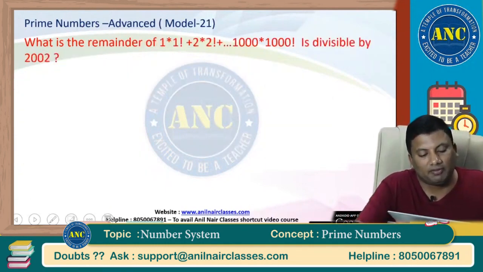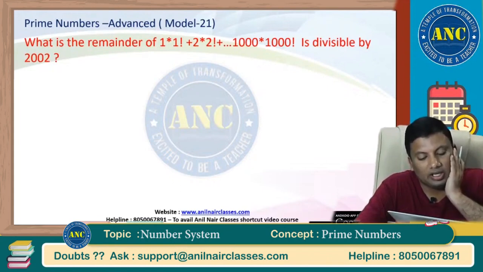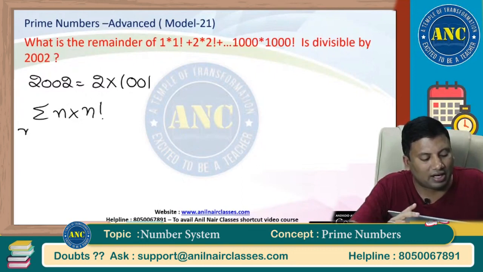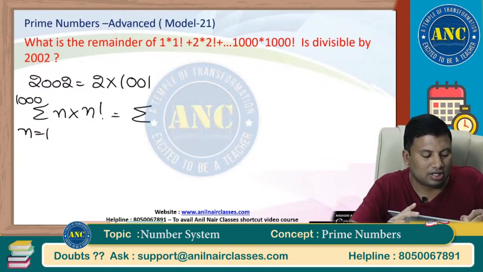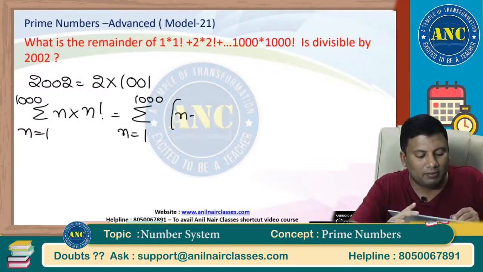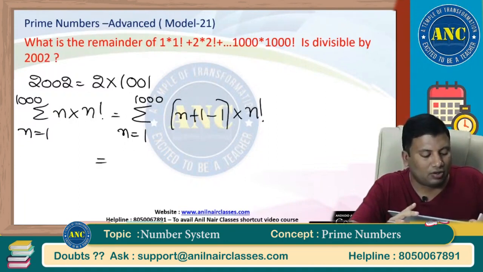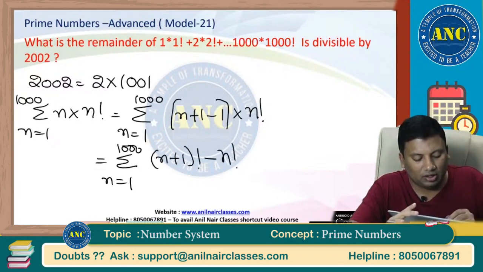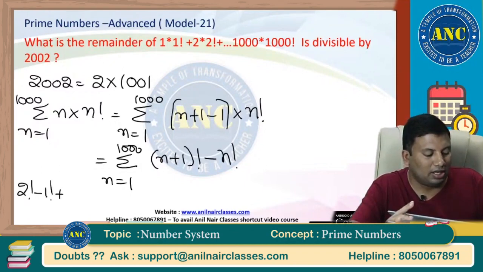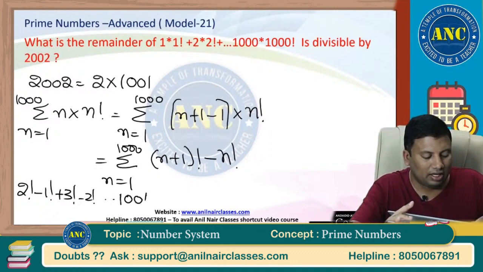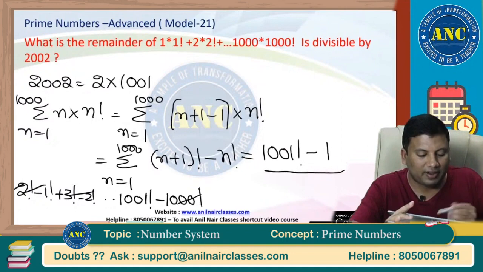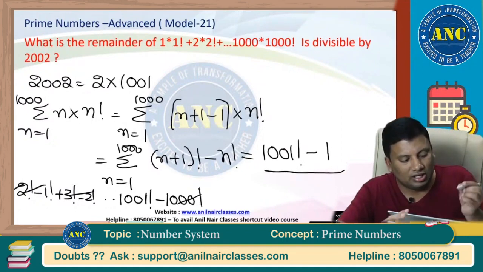Next one. What is the remainder of 1 into 1 factorial plus 2 into 2 factorial up to 1000 into 1000 factorial, divided by 2002? 2002 is nothing but 2 into 1001. First step: this is the summation of n into n factorial, n ranging from 1 to 1000. n can be written as (n plus 1) minus 1, so this is (n plus 1) into n factorial minus n factorial, which is (n plus 1) factorial minus n factorial. That means 2 factorial minus 1, 3 factorial minus 2, up to 1001 factorial minus 1000 factorial. All will be eliminated, and finally what remains is 1001 factorial minus 1.